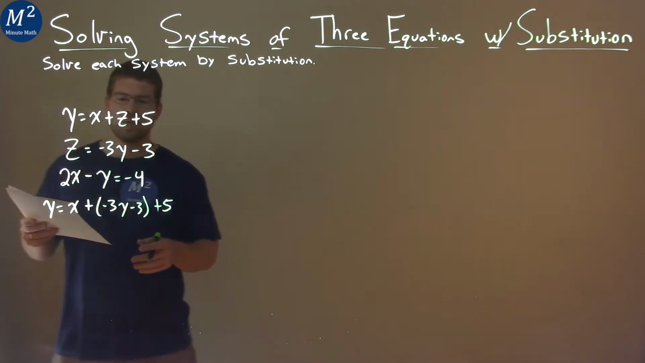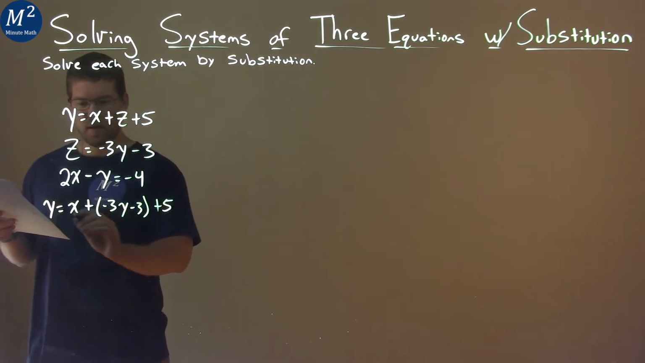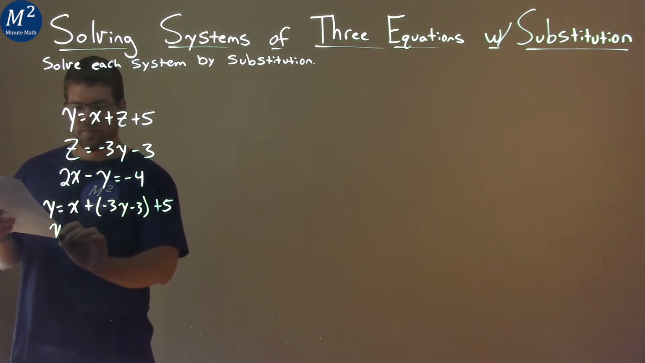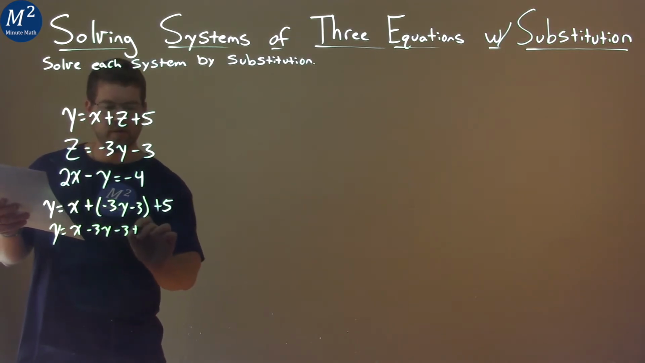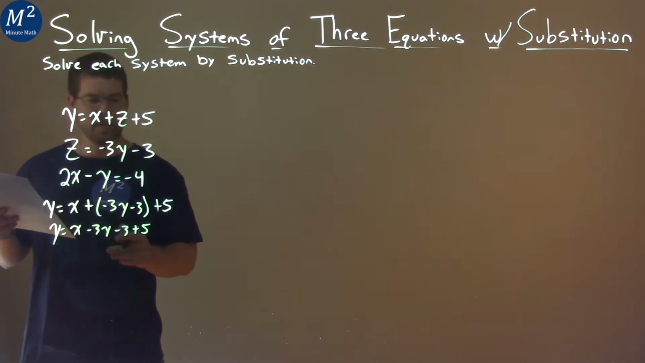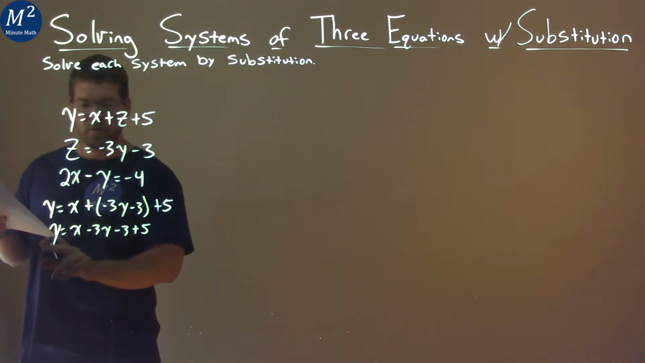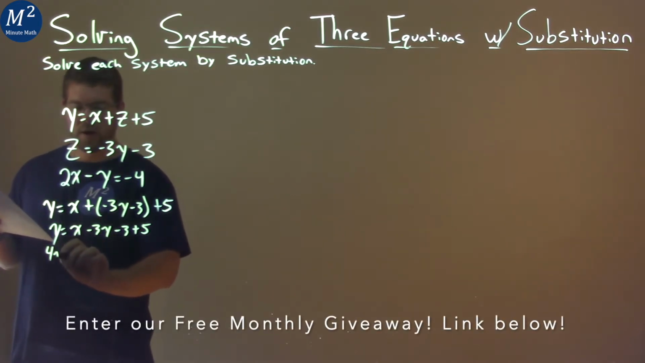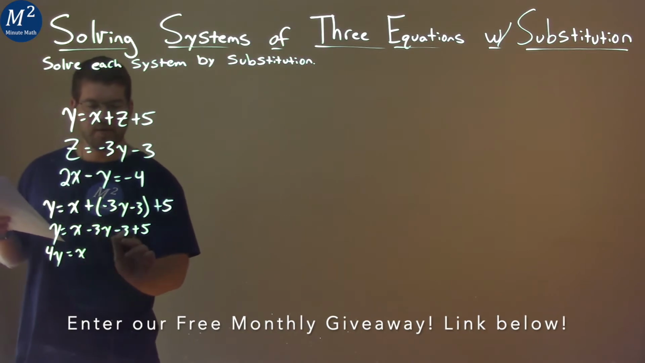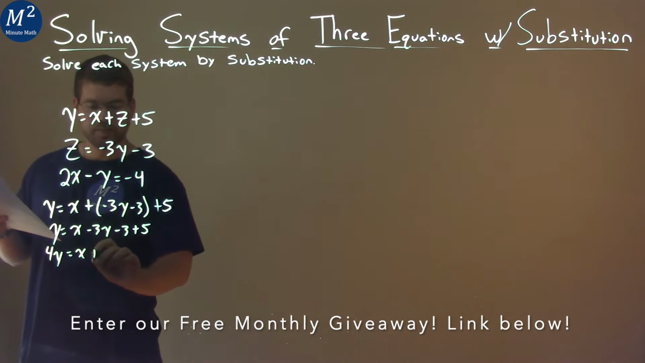And so now I'm going to simplify this, and I'm actually going to get x by itself, and you'll see why in a minute. So we have y equals x, and we have a minus 3y minus 3 plus 5. All right. Now let's combine our like terms where we can. I'm going to add a 3y to both sides. By doing that, I have 4y equals x, and then minus 3 plus 5 is a positive 2.